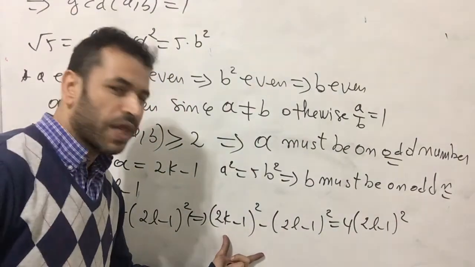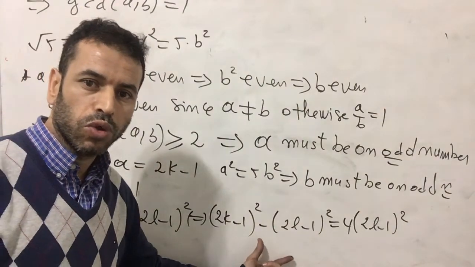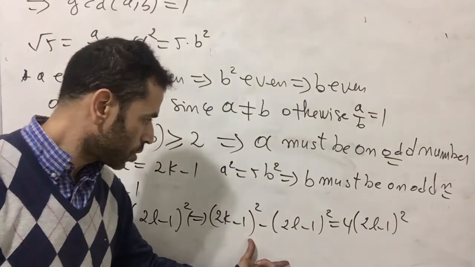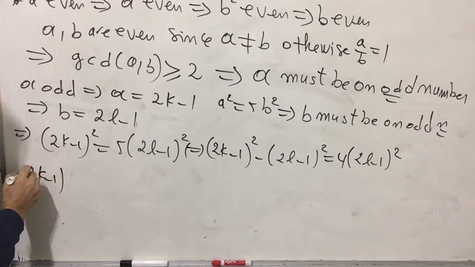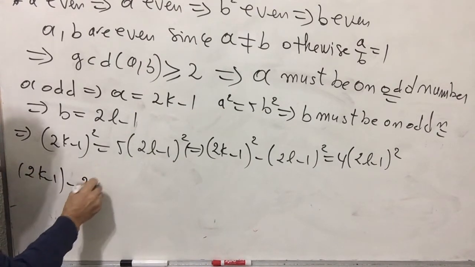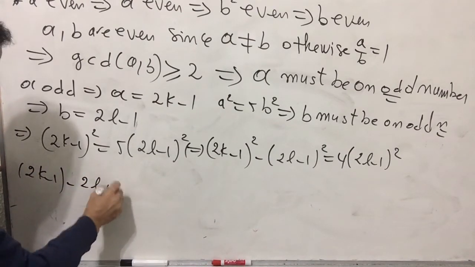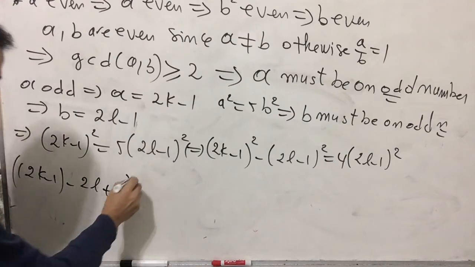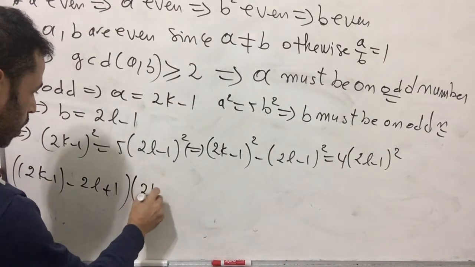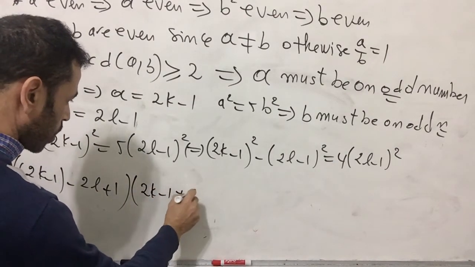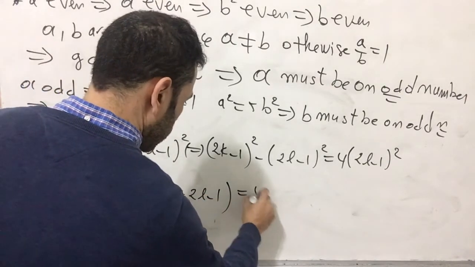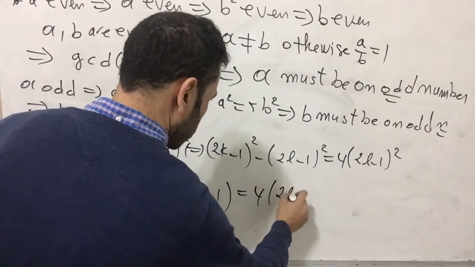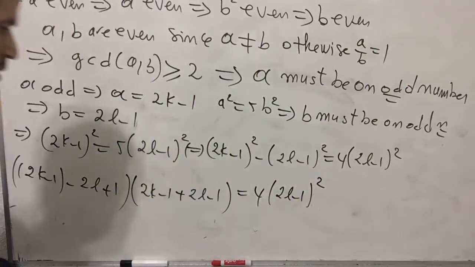So I'm going to apply the identity: a square minus b square equals (a minus b) times (a plus b). So I will have (2k minus 1 minus 2l plus 1) times (2k minus 1 plus 2l minus 1). So this is giving me 4 times (2l minus 1) square.